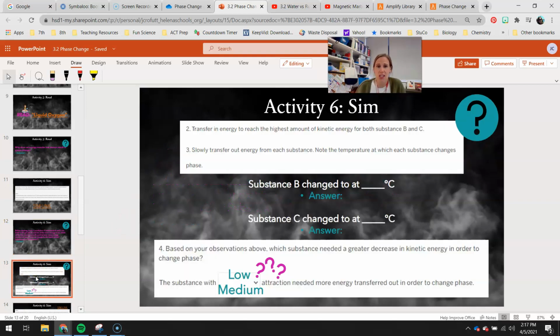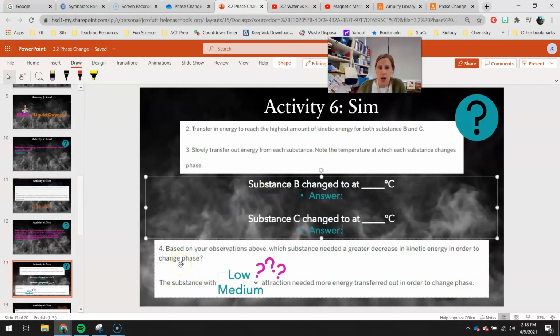Okay, then go ahead, transfer in energy to reach the highest amount of kinetic energy for B and C, and then slowly transfer energy out of each substance. Note the temperature at which each substance changes phase. So you guys will need to tell me, when did B turn to a liquid and when did C turn to a liquid? So at what temperature in degrees Celsius?